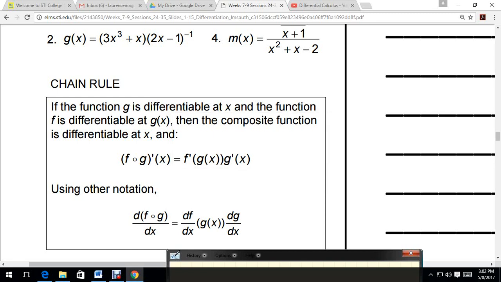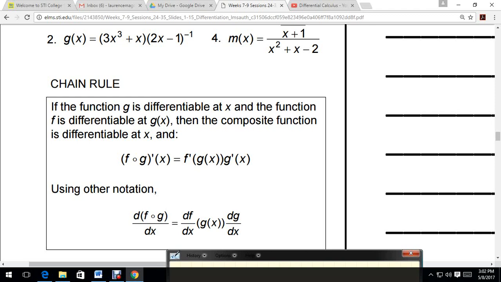Okay everyone, welcome again to another video lecture series for differential calculus. So today's discussion will be on the chain rule. This is a continuation of the process of differentiation for composite functions.